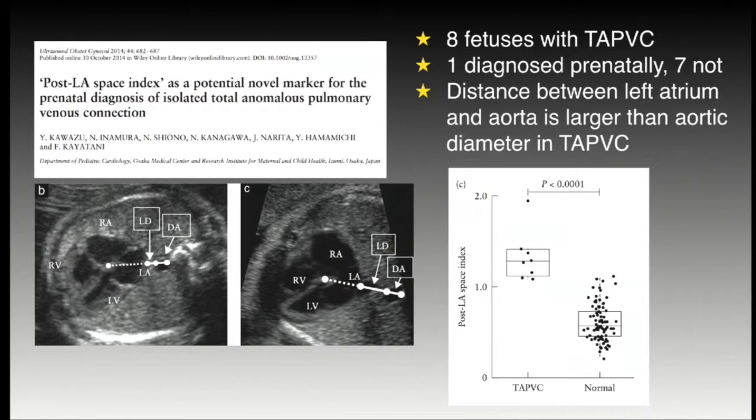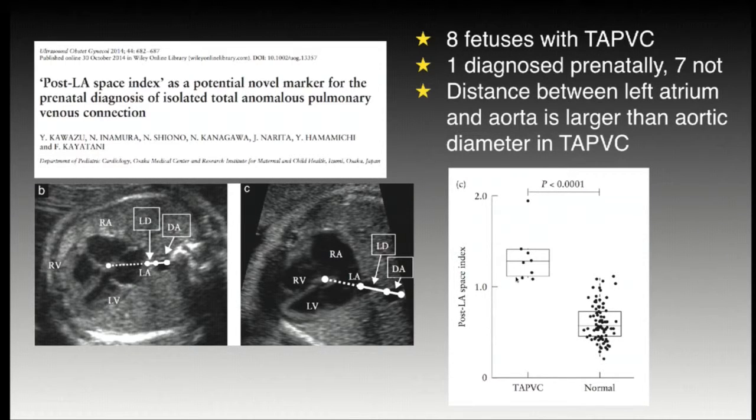At one of the meetings, Dr. Kawatsu from Japan presented a new sign you can use. They had 1 case diagnosed prenatally, and they added 7 cases that were missed. What they found is that the distance between the wall of the left atrium and the descending aorta is larger than the aortic diameter in these cases. So this could be a significant hint.